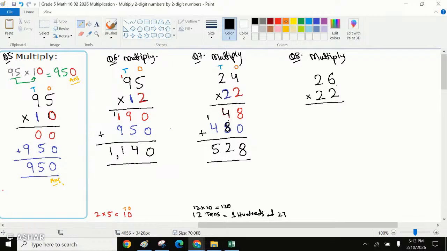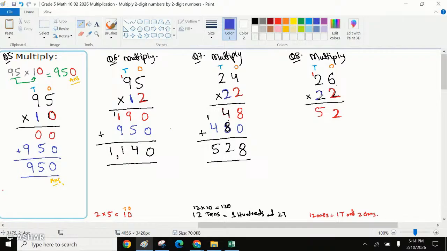Okay, let's have the question. Look at question number 8. Just a small difference from question number 7. These were ones. These were tens. When the first unit is multiplied by the number, 2 multiplied by 6 is 12. That means there are 12 ones. 12 ones means 1 tens and 2 ones, right? So we write 2 ones and 1 tens. 2 times 2 is 4. 4 plus 1 is 5.